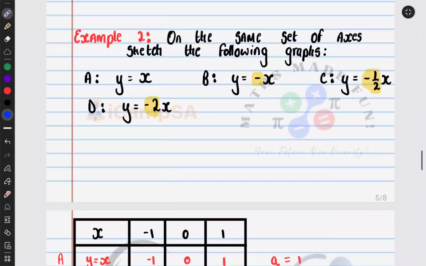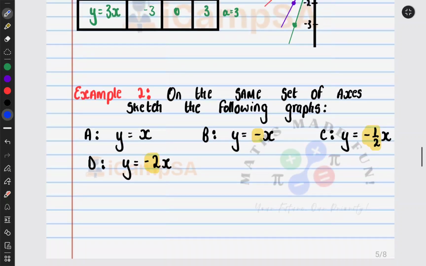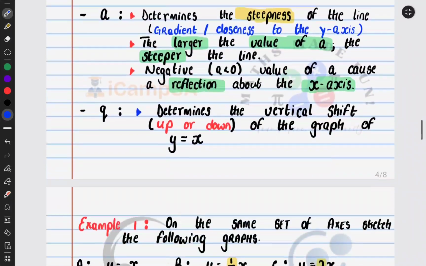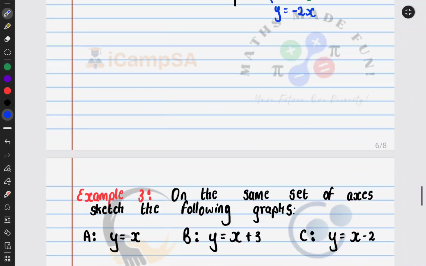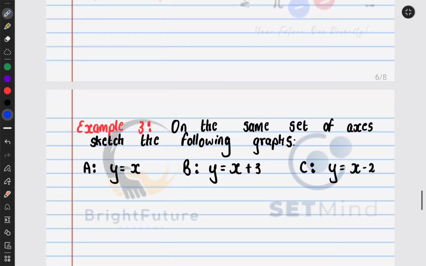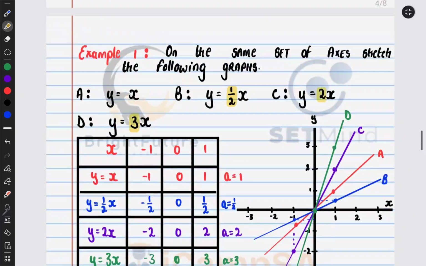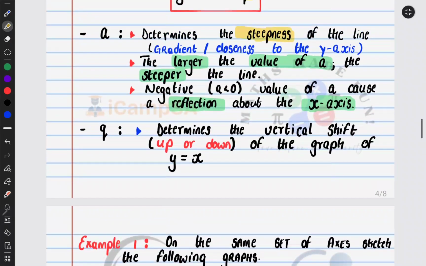Okay, so then what happens when we change the sign of the value of a? Then the function becomes reflected, or is reflected about the x-axis. Okay, and then next let's do the following example. It deals with the value of q now, the vertical shift. So we said q determines the vertical shift, so it shifts the function, or the mother function, up or down.